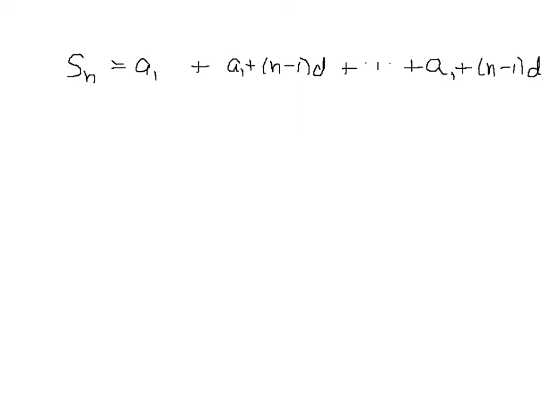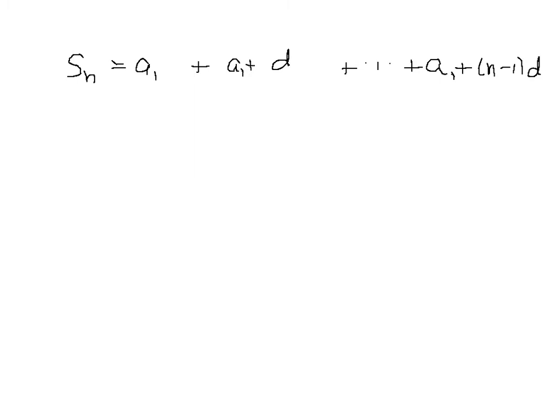So we want the formula for the sum of a finite arithmetic series. In other words, we want a formula for S sub n, the sum of n terms. The first term is a sub 1. The next term is a sub 1 plus n minus 1 times d. And the last term is a sub 1 plus, oh, do you see the mistake? That shouldn't be n minus 1 d. This should just be a sub 1 plus d.